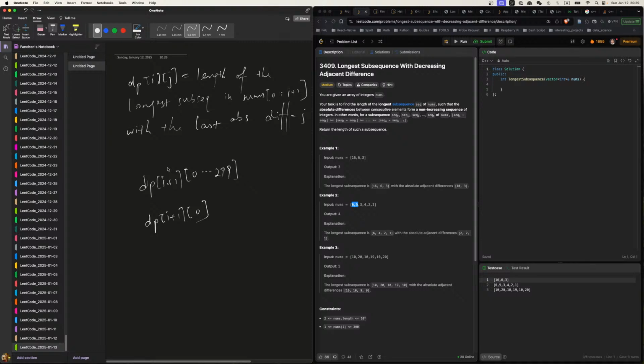Let me think. Or ending at some, I don't know, ending at. Maybe I want to use some simple example, like this one: 10, 20, 10, 19, 10, and 20, right? Given 2, it is always going to be 2, right?